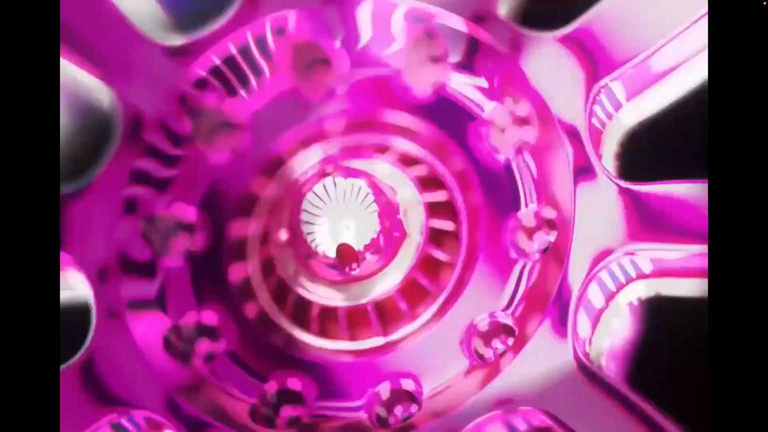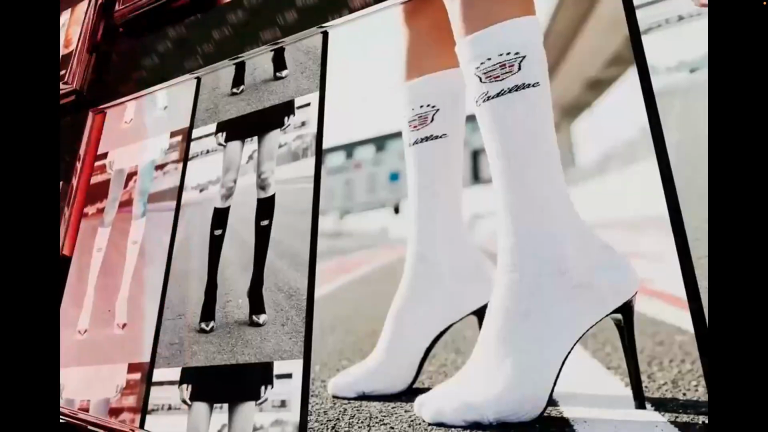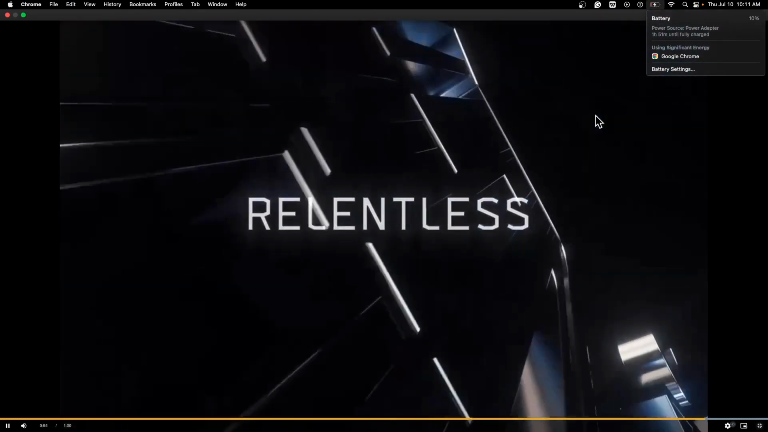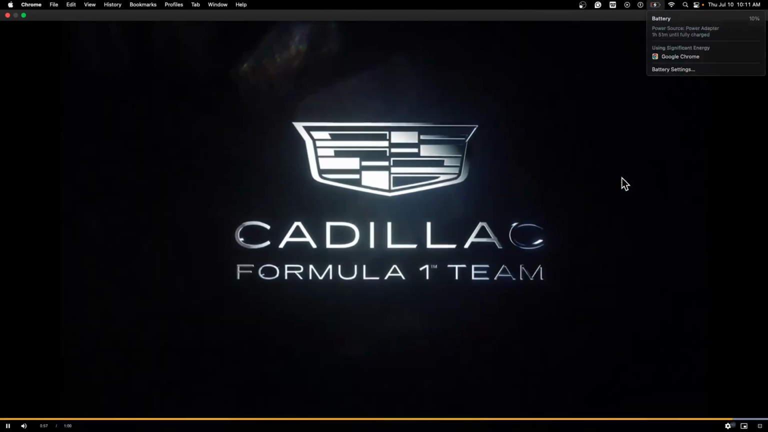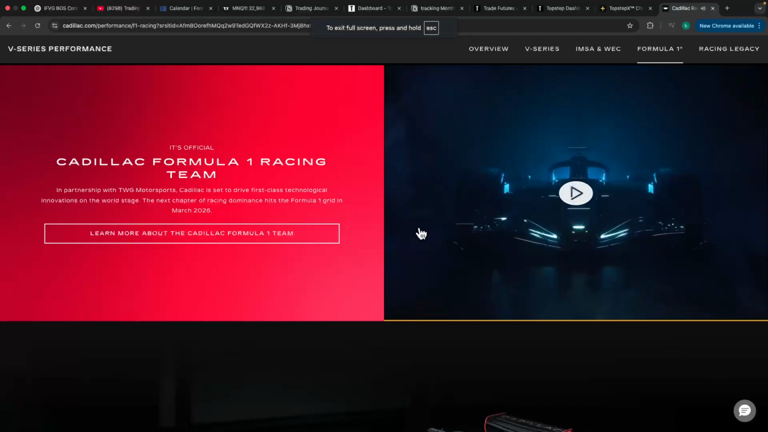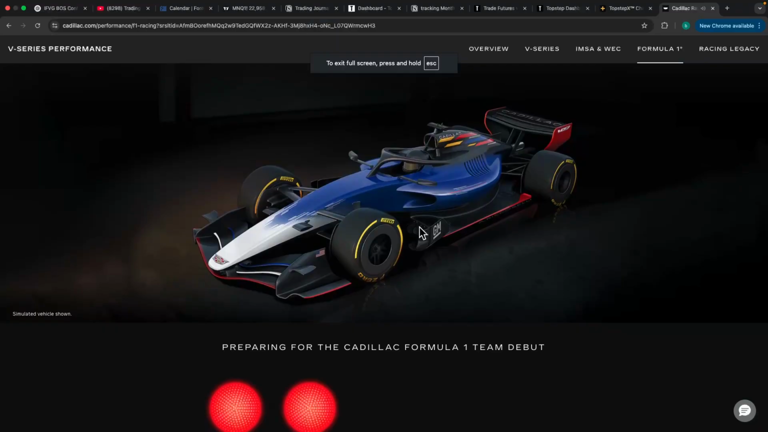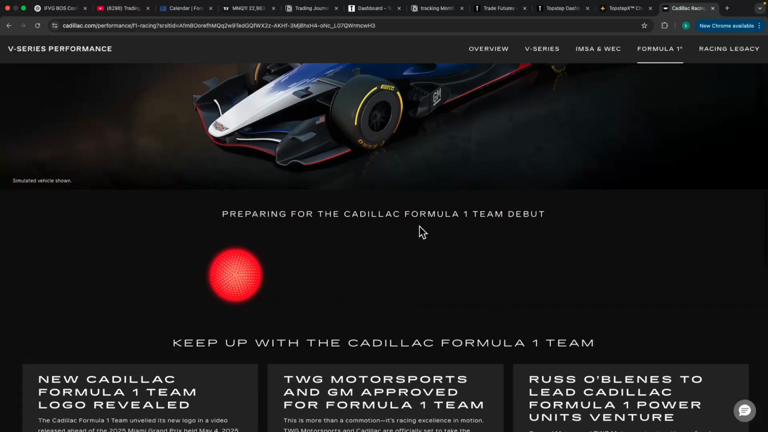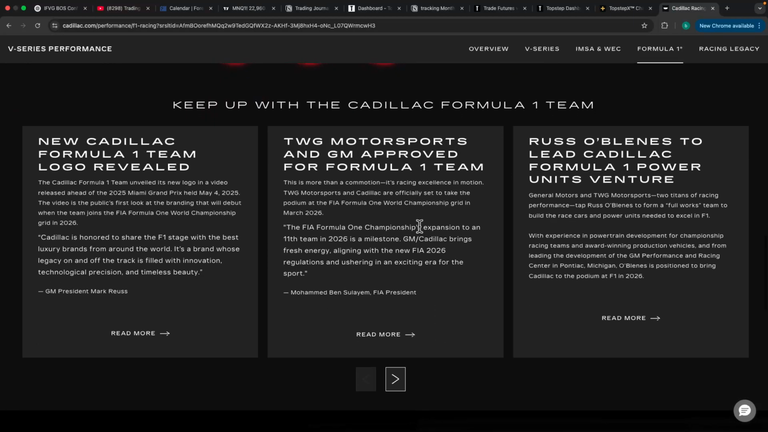Okay, they got me hooked. This shit's smoking hard. You're like a Daft Punk guy. Cool. That's kind of cool. New Cadillac F1 team logo revealed.